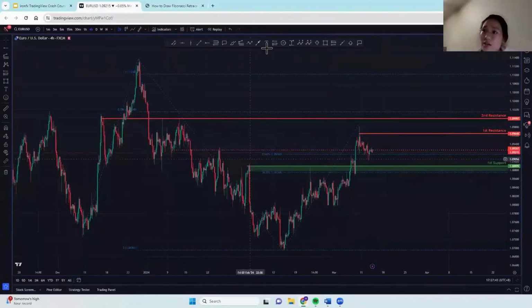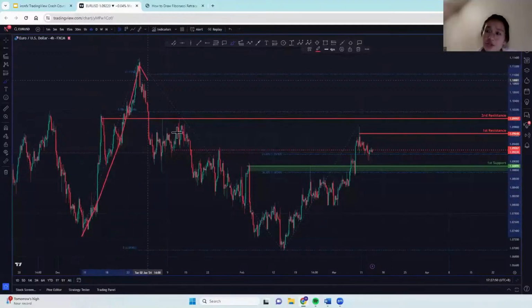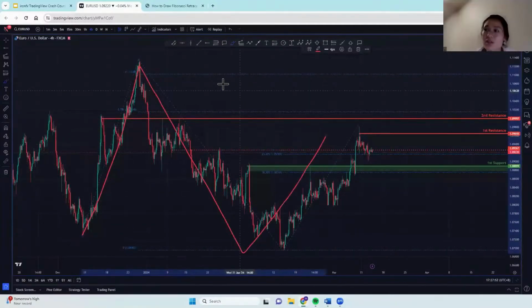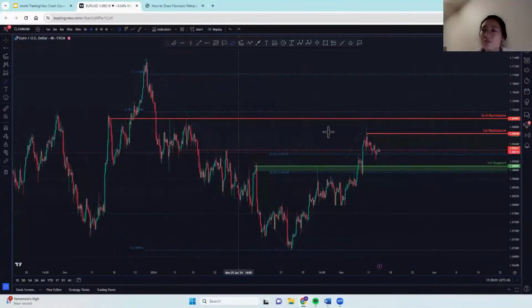But for this one, I'll just briefly go through why we are using it. For Fibonacci projection, you're looking for a flash kind of shape. So something like this, like a lightning bolt shape.